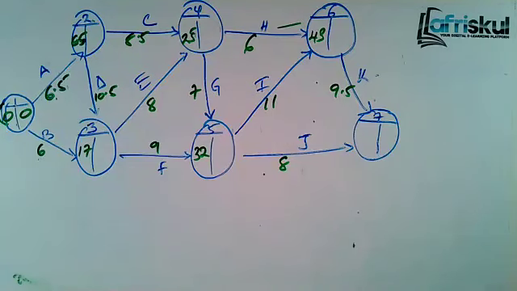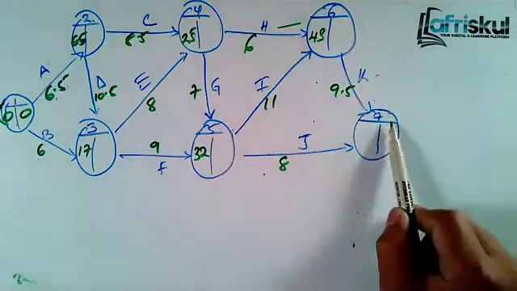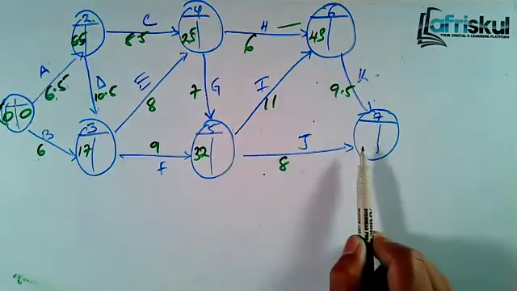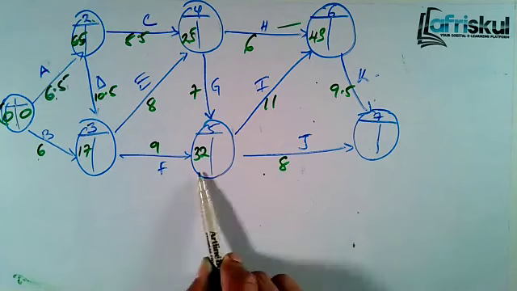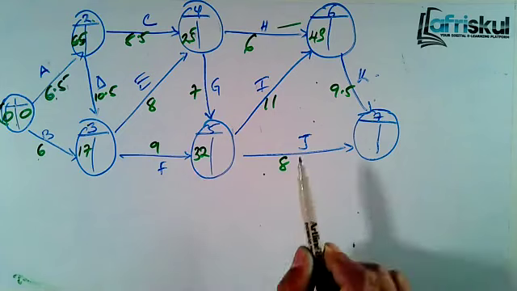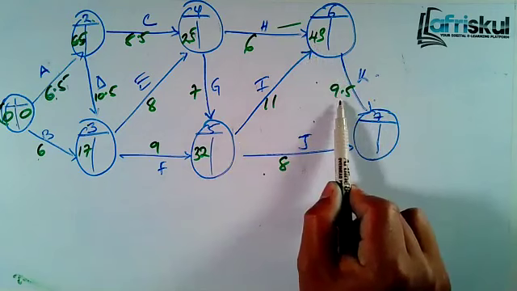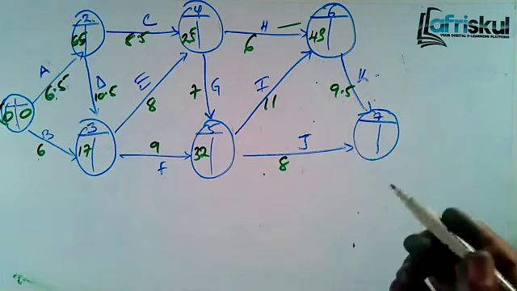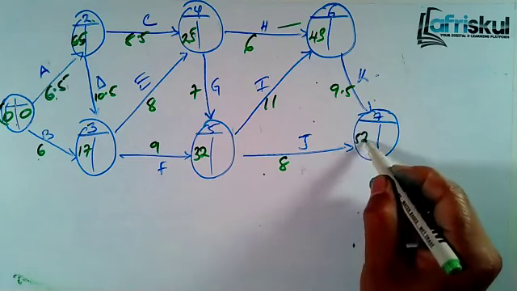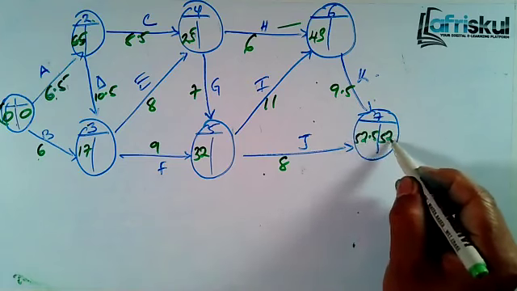Then, from 6, we go to 7. 7 has 2 incoming variables. So it will be 32 plus 8. That one you get 40. Then 43 plus 9.5. That one you get 52.5, which is the highest. So 52.5.